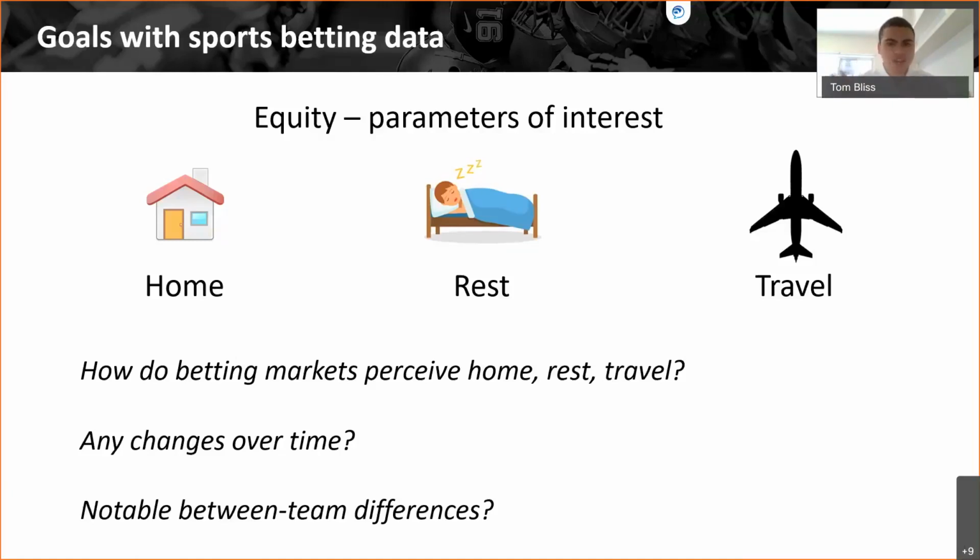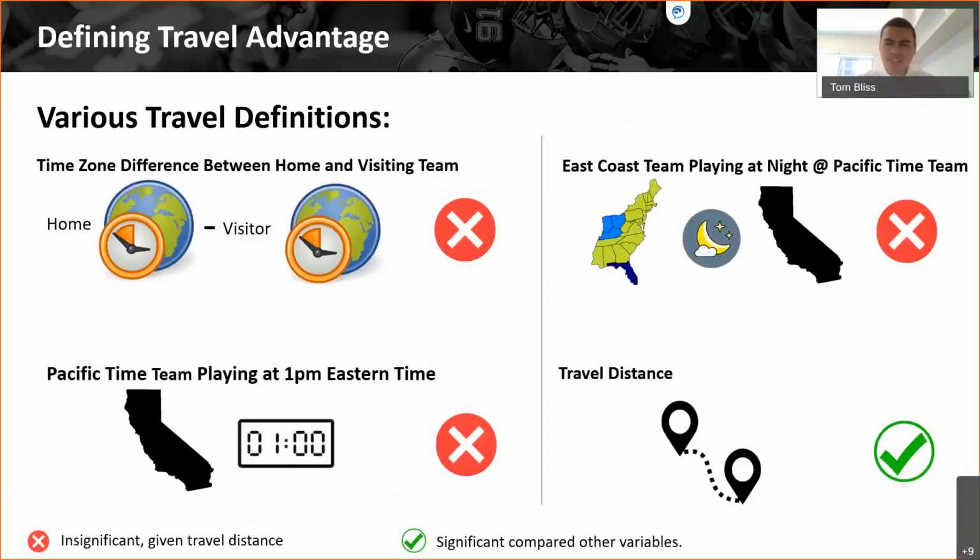Although we know that travel and rest advantages exist, or we think they might exist, how would you actually define a team with a travel advantage? We thought about different ways to think about that. Is it an issue of time zones? Maybe if teams are playing in different time zones, one team is used to playing at 1 o'clock, and the other feels like they're playing at 12 o'clock. Is that an advantage? We found it was insignificant compared to other variables.